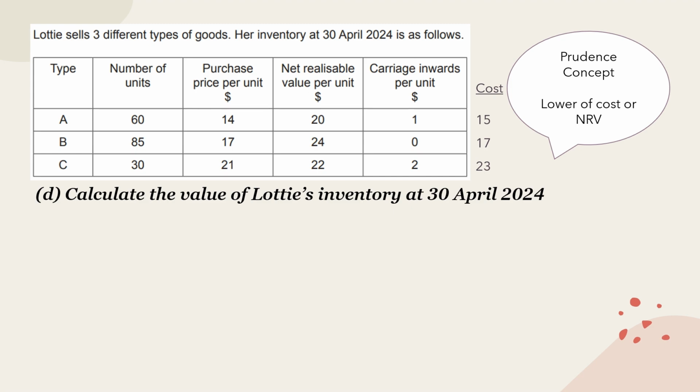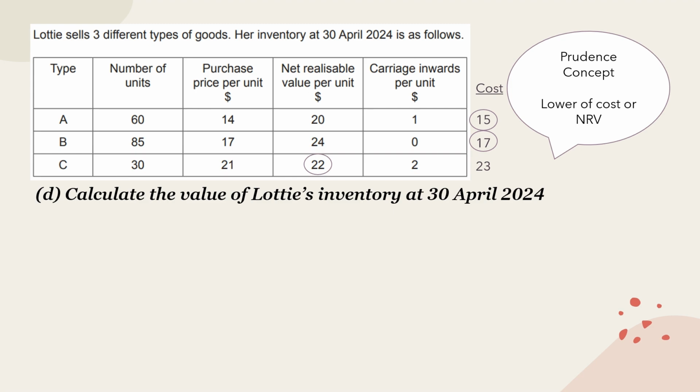Now we have to compare cost with net realizable value. So for type A, cost is 15, NRV is 20. So the cost is less than the net realizable value. So we should record type A on cost. And type B, 17 again is less than 24, which is the net realizable value. So you record 17. And for type C, net realizable value is less than the cost. NRV is 22, cost is 23. So NRV is what we should use.